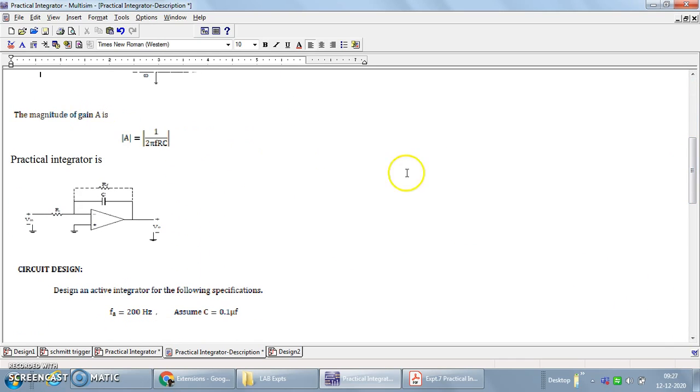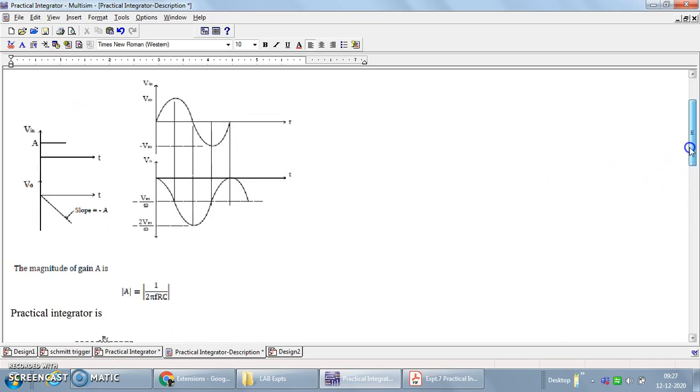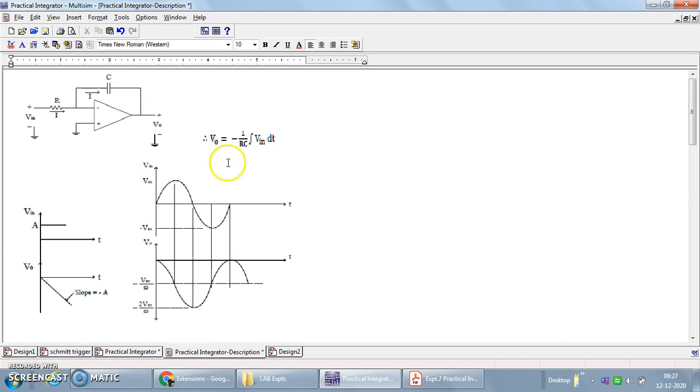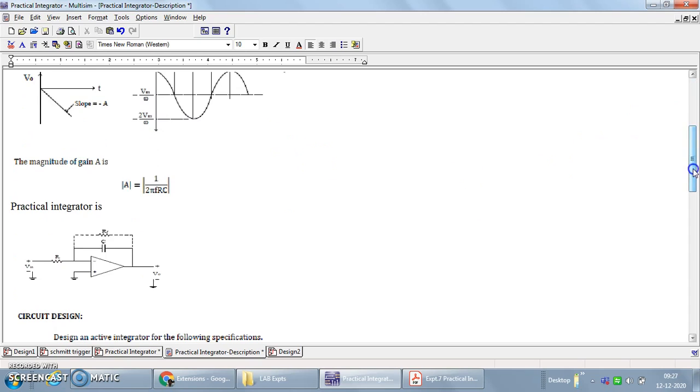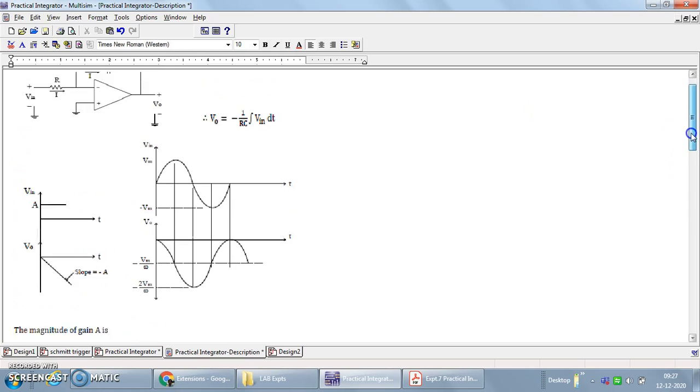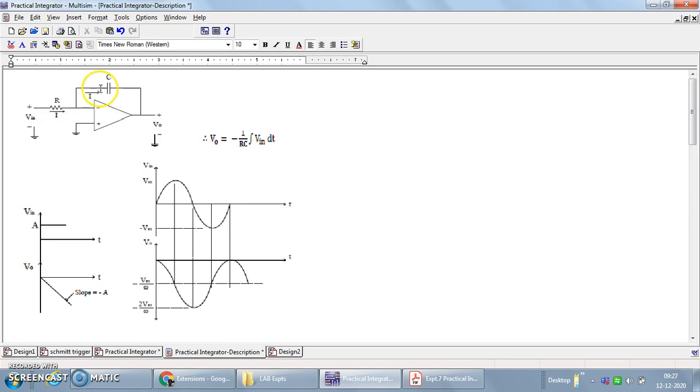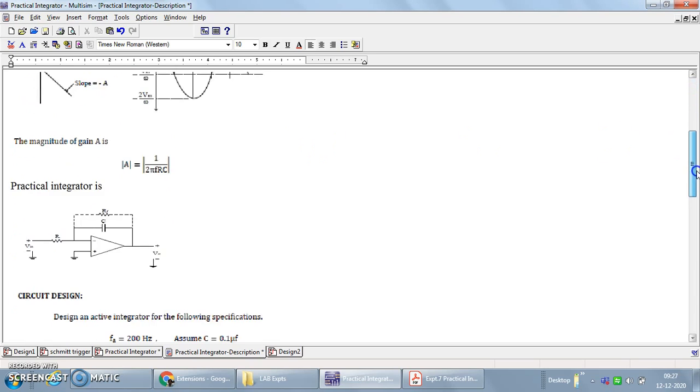Now, the magnitude of the gain. Who decides the gain? The gain of this integrator is decided by three parameters. The magnitude is shown here: the magnitude of the gain is given by 1 upon 2 pi f RC. So the frequency of the input signal, then the resistance value. Which resistance? The resistance that appears at the input side, this resistor, and the capacitor, the R and C elements. So this also decides the magnitude of the integration function.